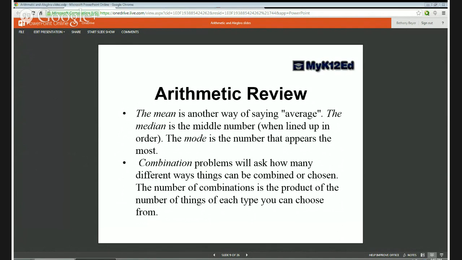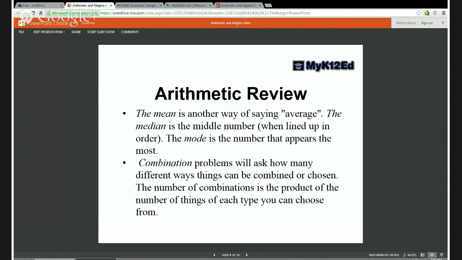So if you are asked the median of a group of numbers, you need to make sure they're lined up in order. And then the number that's in the middle is the median. Sometimes it might be 2 numbers in the middle. The mode is the number that appears the most. So mode, most. That's kind of an easy way to remember it.